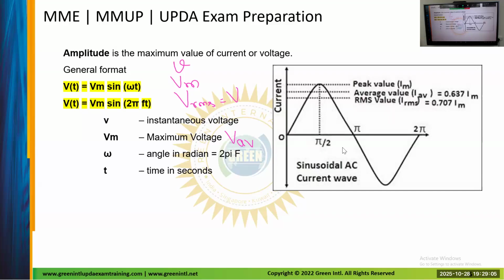What are the relations between these four terms? In our exam, we have questions using these things, and in our problems also we use these terms. Sometimes the data is given in terms of RMS, sometimes in terms of maximum voltage or instantaneous voltage. So we need to relate all these quantities. First we start with the instantaneous voltage.